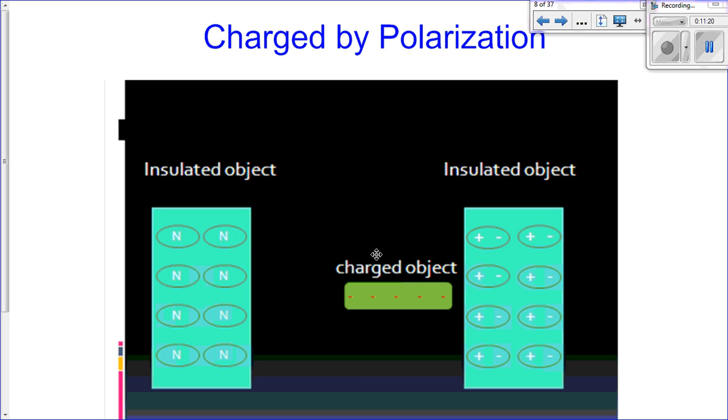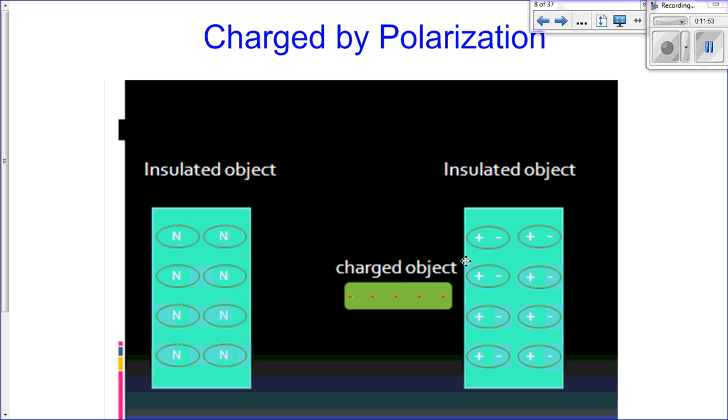Now, when a charged object is brought near, remember what I said, like charges repel, but opposite charges attract. And so when this negatively charged object, whatever it happens to be, is brought near this insulated object, notice what happens. There is a kind of a shift in charges. The charges are all still there, but now the positives, you can see, have aligned themselves to get as close to the negative object as possible, whereas the negatives get as far away as they can. But they can't move because it's an insulated object.